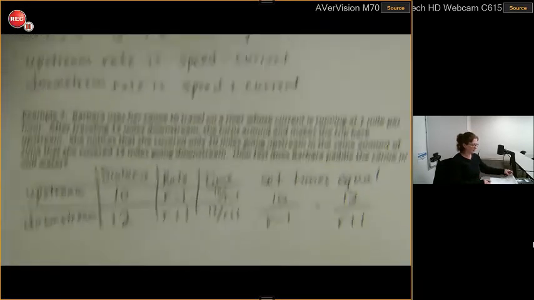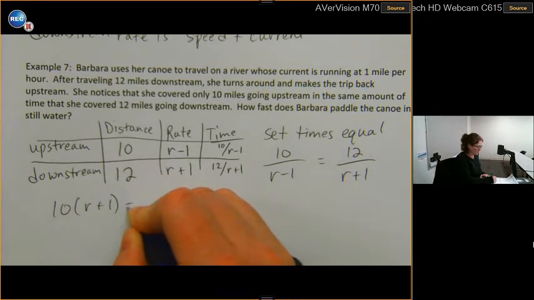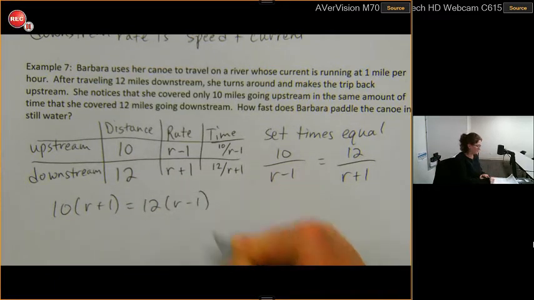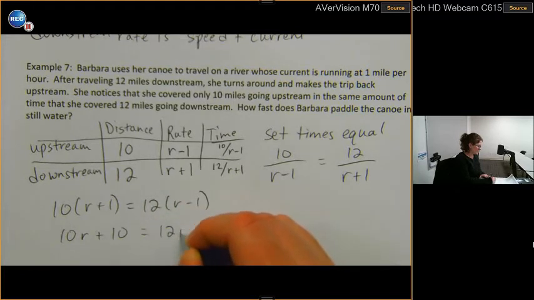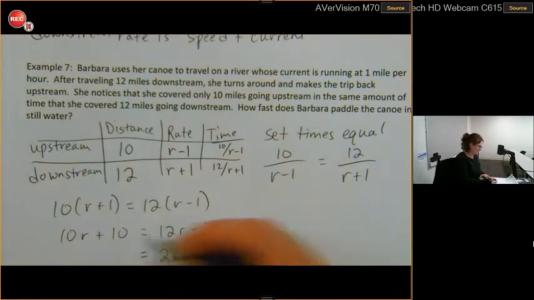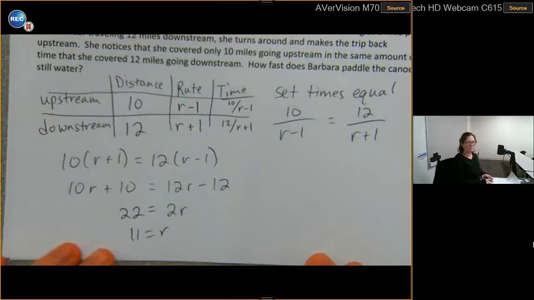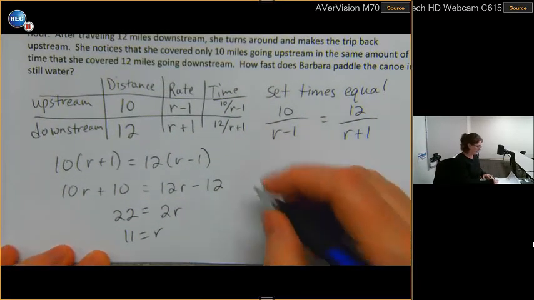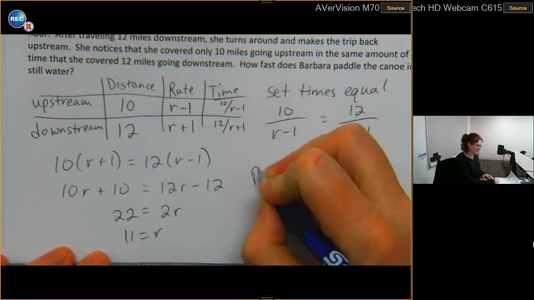Cross multiply. So we have 10 times R plus 1 equals 12 times R minus 1. Distribute. And so we get 11 equals R. So Barbara's rate in still water would be 11 miles per hour.